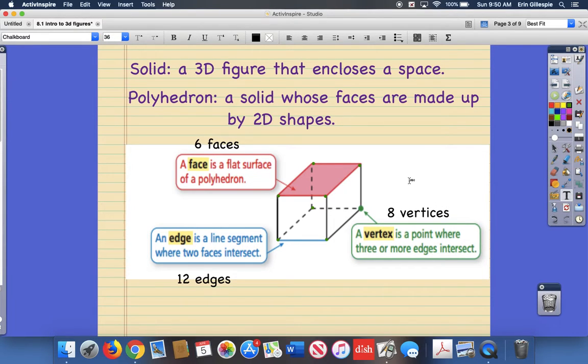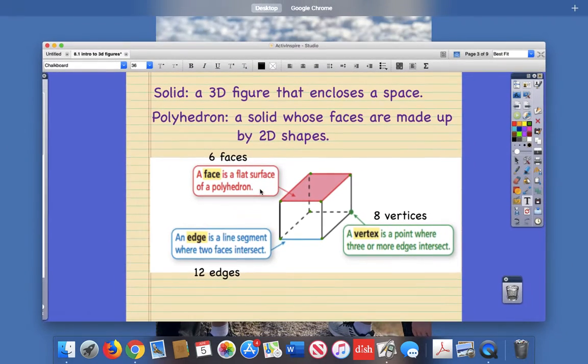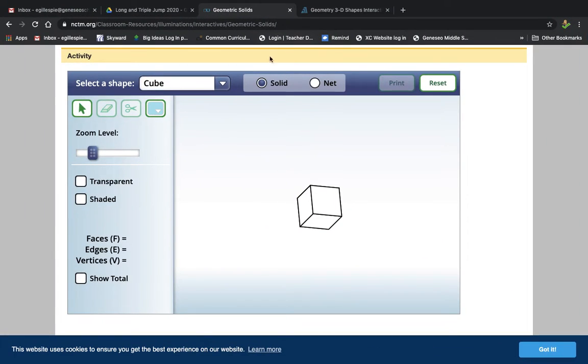Okay, so part of your homework today is just looking at shapes and identifying how many of each of these vocab words. How many faces does that solid have? How many edges? How many vertices? A good thing to look at, and this was posted on Google Classroom and is also included in the packet if you got a paper version of the packet. Let's see if I can switch. There we go. This website, the NCTM one, is a good one to interact with.